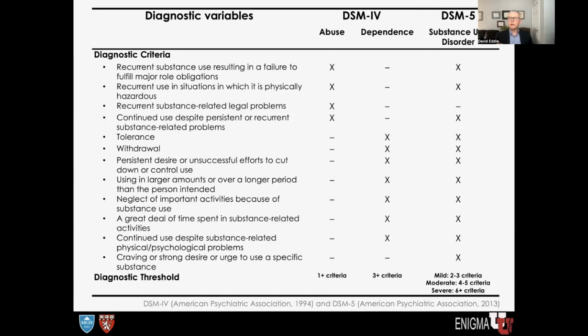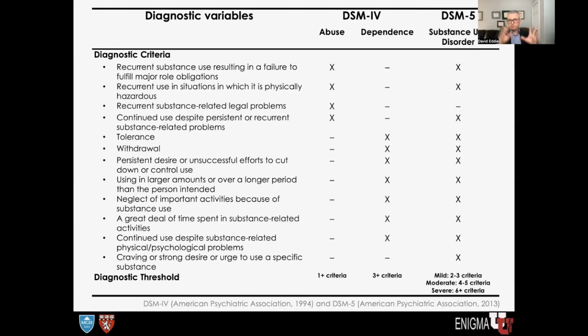They don't have any of the abuse criteria. So they wouldn't have a diagnosis, even though you would say qualitatively they're using substances in a more problematic way, or they're experiencing more problems as a result of their substance use than somebody who would say, be experiencing recurrent substance use resulting in failure to fulfill major role obligations, who would get an abuse diagnosis. So that was another problem.